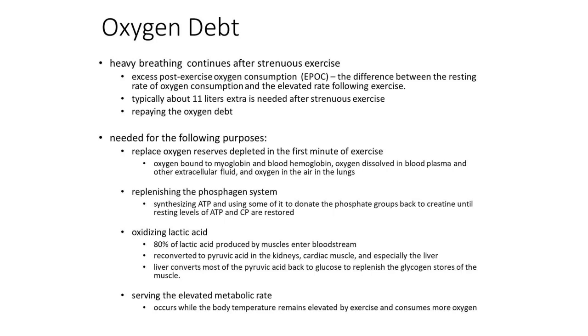It deals with oxidizing lactic acid. 80% of the lactic acid produced by muscles enters the bloodstream. It is reconverted to pyruvic acid in the kidneys, the cardiac muscle, and the liver. The liver converts most of the pyruvic acid back to glucose to replenish the glycogen stores of the muscle. And then we have serving the elevated metabolic rate. This occurs when the body temperature remains elevated by exercise and therefore consumes more oxygen.